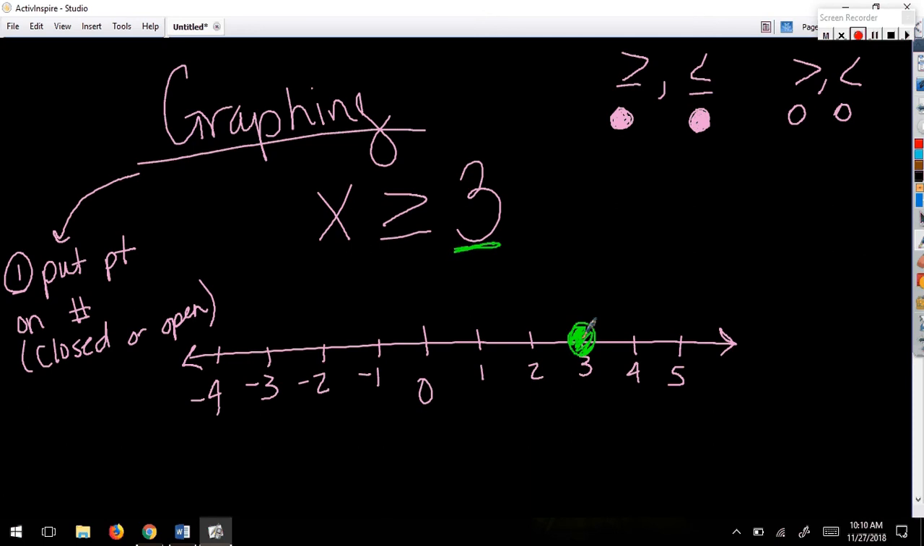Because it's greater than or equal to. Because of that line under it right there. If it's got that line under it, it means color in the bubble. That's how we do it.